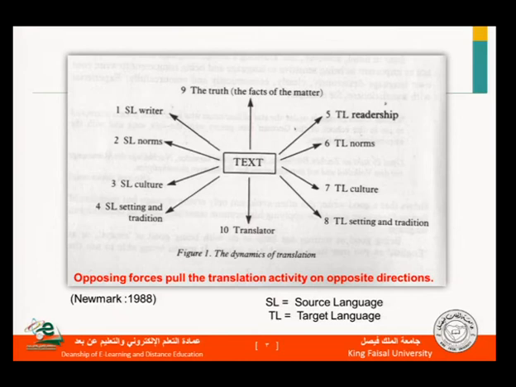and the other part, which is on your right hand, which also has some forces that will affect the way that you're going to translate the text. It is the target language, TL, and that means target language. If I ask you in the exam, what do SL and TL stand for? They are abbreviations for what? SL source language, TL target language. Okay.